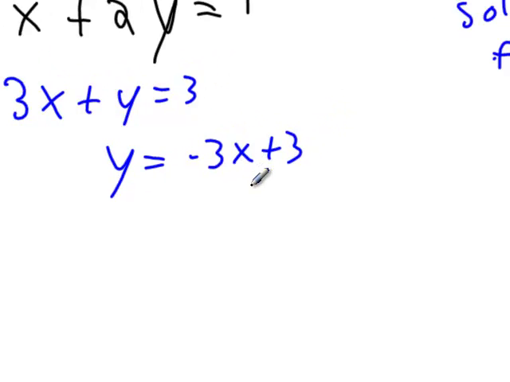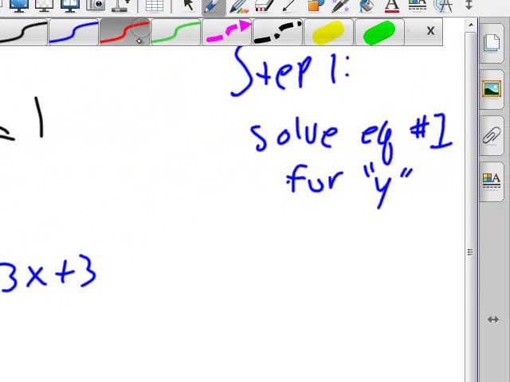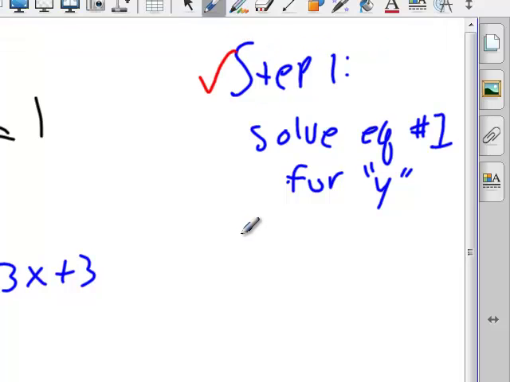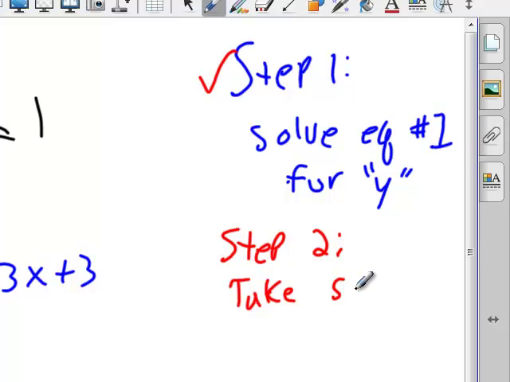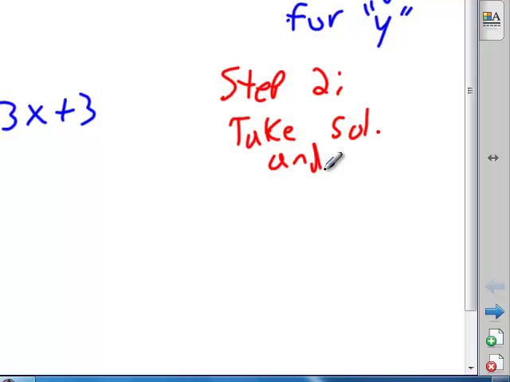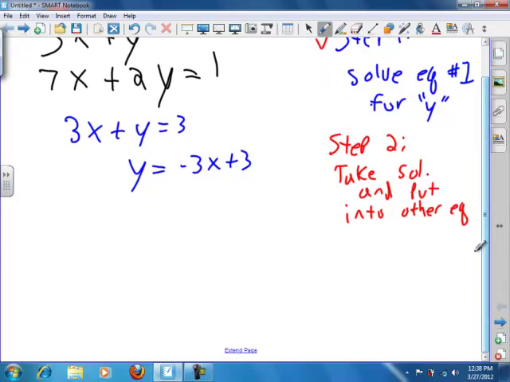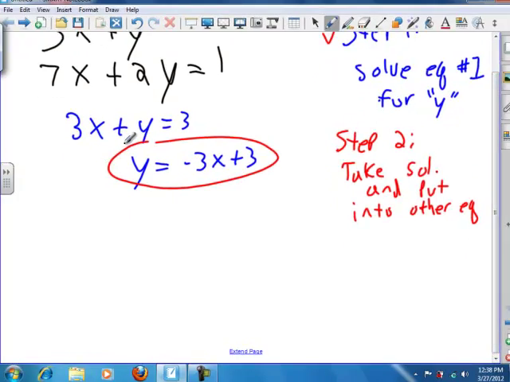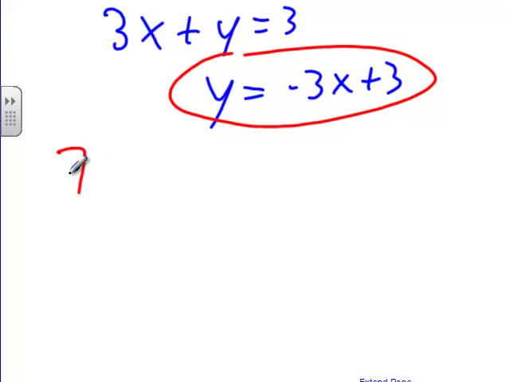Did I go too fast, or is that good? That's okay. So we did step 1, and now let's do step 2 in red. Step 2 is take the solution for y and put it into the other equation. How's that sound? So what was our solution? That one. So let's take that and put it into the other equation.